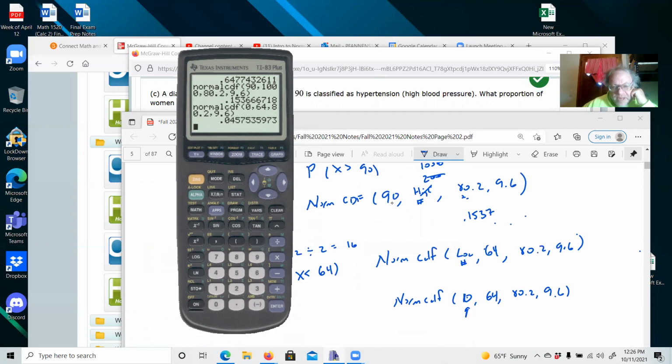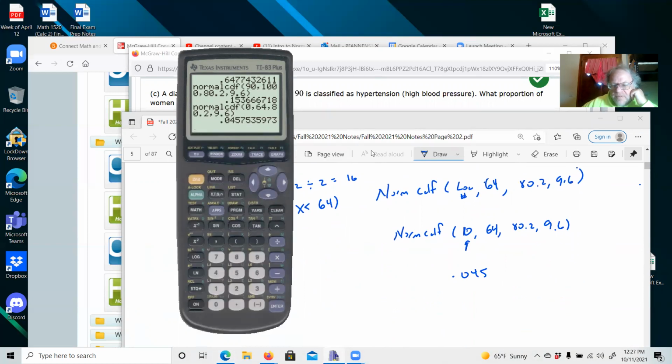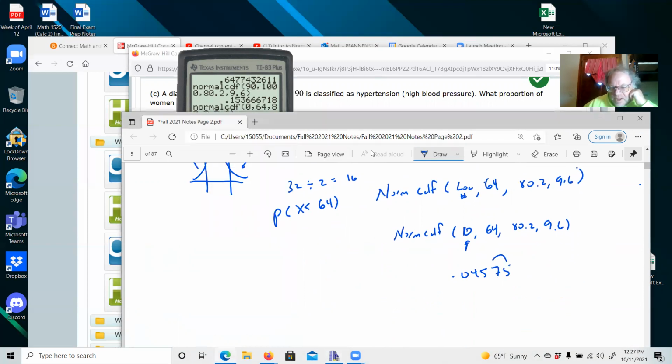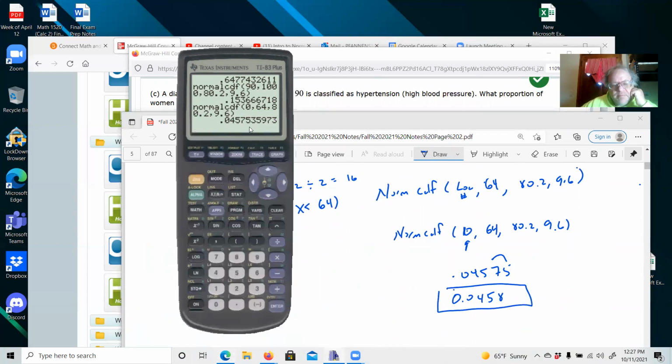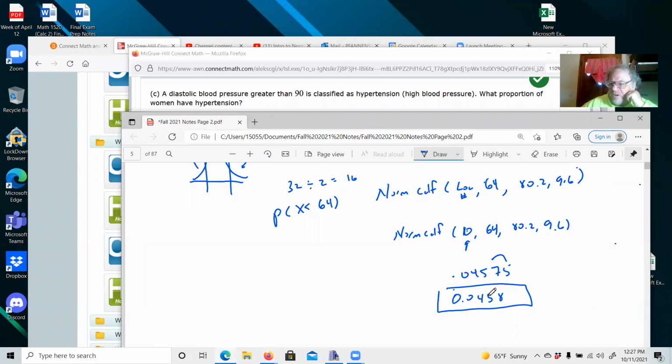All right, so 0.04. Hey, we got one finally. So this is 0.04575. This 5 is going to bring this up to an 8, so this is going to be 0.0458. Okay? All right, so let's go ahead and take a look. There we go. So it is unusual, because the probability of a woman having a blood pressure less than 64 is 0.0458.